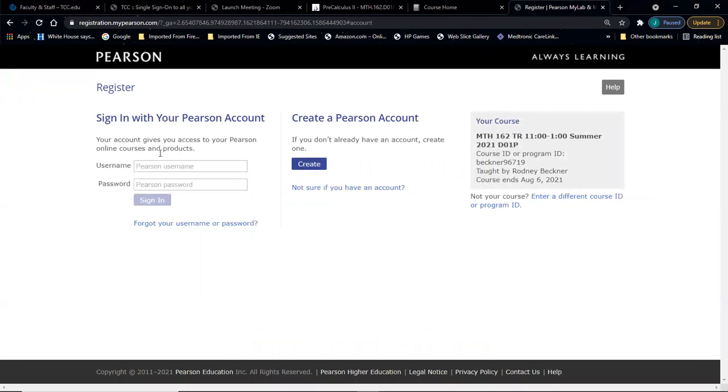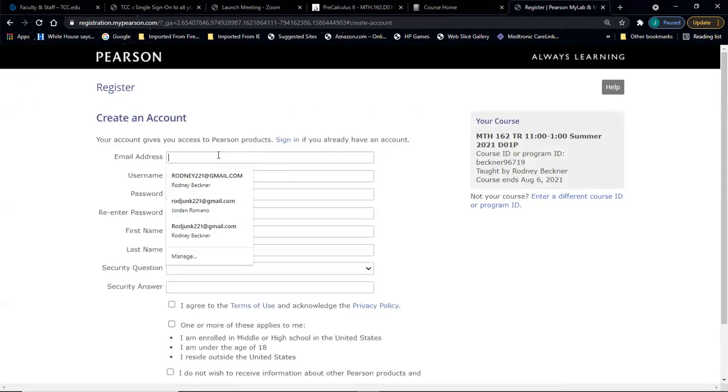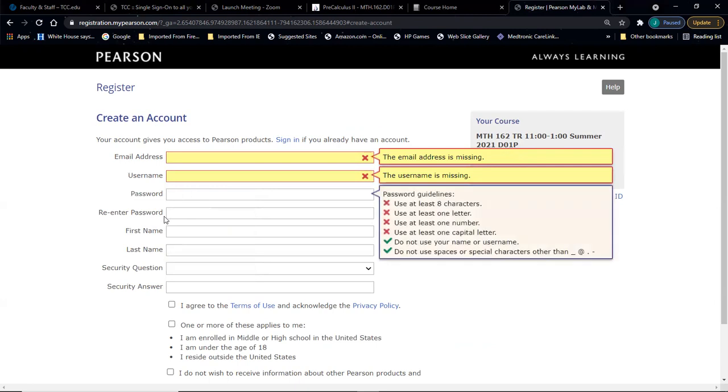Continue. This is where you could sign in with your account if you have one already, if you're coming from Math 161 or 154 or something else. If you have a non-math, like a My English, whatever, that would also work. And it should say Math 162, et cetera. I'm going to show you how we create an account. Type your email address, pick a username, pick a password, re-enter your password, follow the password guidelines, write down your username and password, write down the email address that you use. Your username can be your email address, that's up to you.